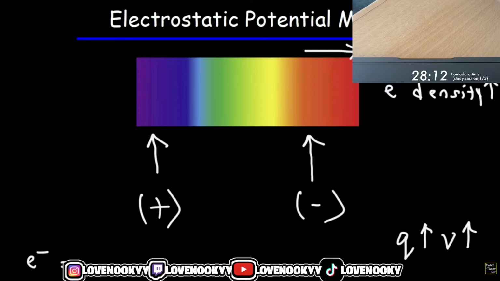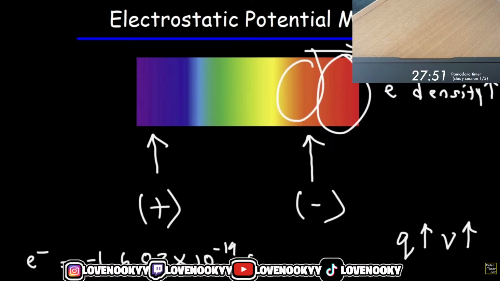Keep in mind, each electron has a charge of negative 1.602 times 10 to the negative 19 coulombs. So if you have 2 electrons, the charge will be negative 3.2 times 10 to the negative 19 coulombs. So the more electrons that you have in a region, the greater the charge. And then as the charge increases, the electric potential increases. So the color red has a more negative electric potential than the color orange. You have more electrons.